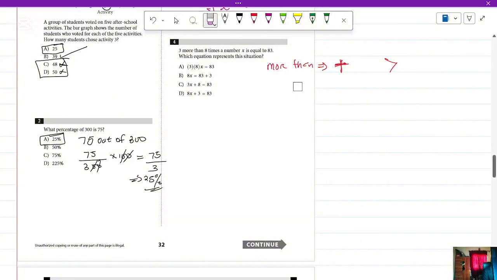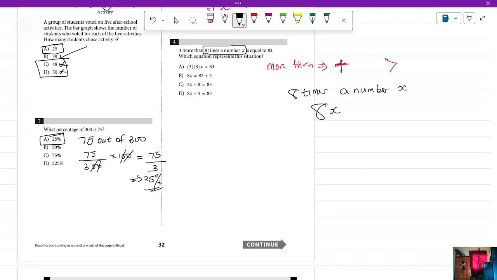But I want us to take the question in a very unique way. Now, 3 more than 8 times a number x. First of all, let's be able to write the simple term for this. 8 times a number x. So that will be 8x. That is what it means.